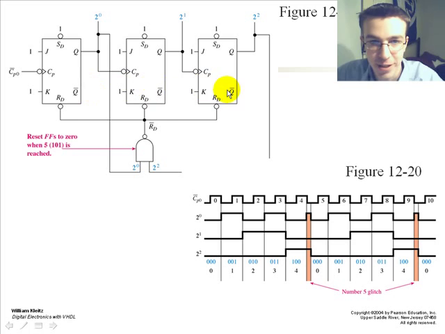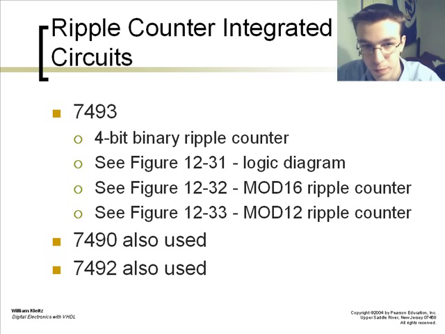You have 3 JK flip-flops connected together along with your reset with a NAND gate. This allows you to count from 0 to 4 and back to 0 to 4 again due to the reset, which resets the flip-flops to 0 when 5, or 101, is reached. This is designed with the NAND gate function.